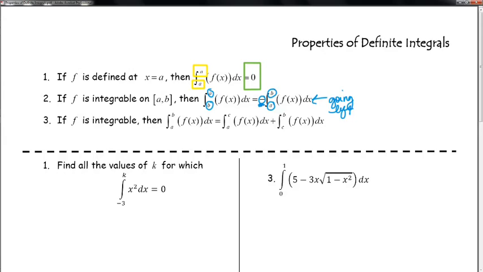The last one: if f is integrable from a to b, and I have some sort of midpoint c, then the integral is just the sum of my two areas. So if my integral creates two different areas, such as under an absolute value, where the x value is c, I'm just going to split it up into two different integrals and sum the two areas.